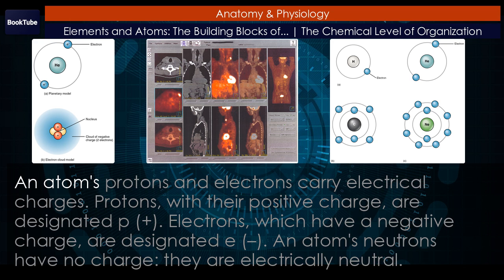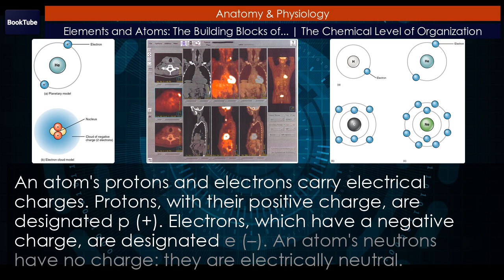An atom's protons and electrons carry electrical charges. Protons, with their positive charge, are designated P+. Electrons, which have a negative charge, are designated E-. An atom's neutrons have no charge.